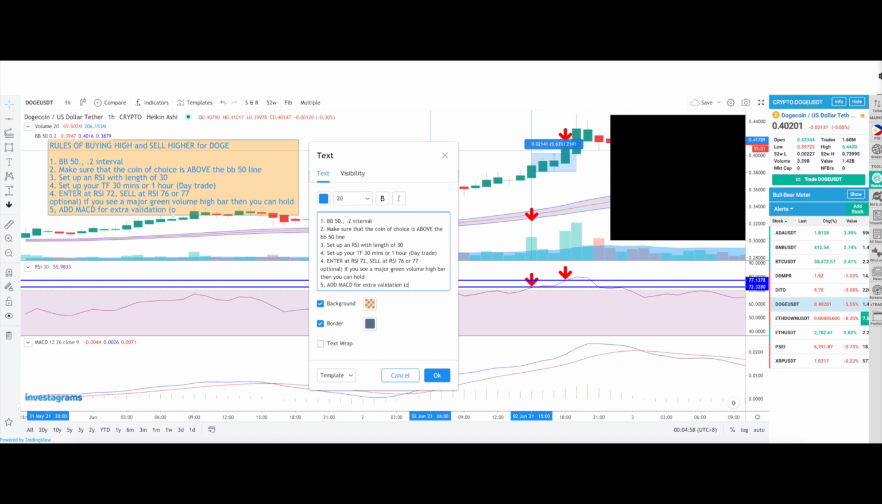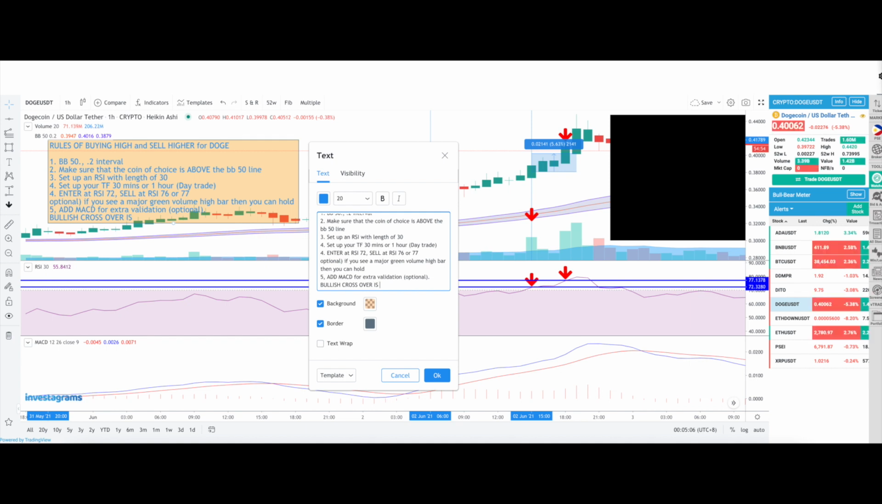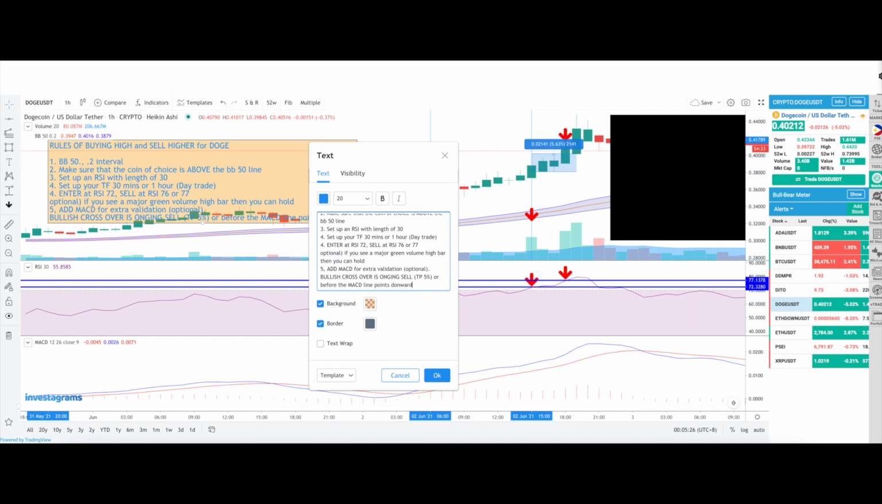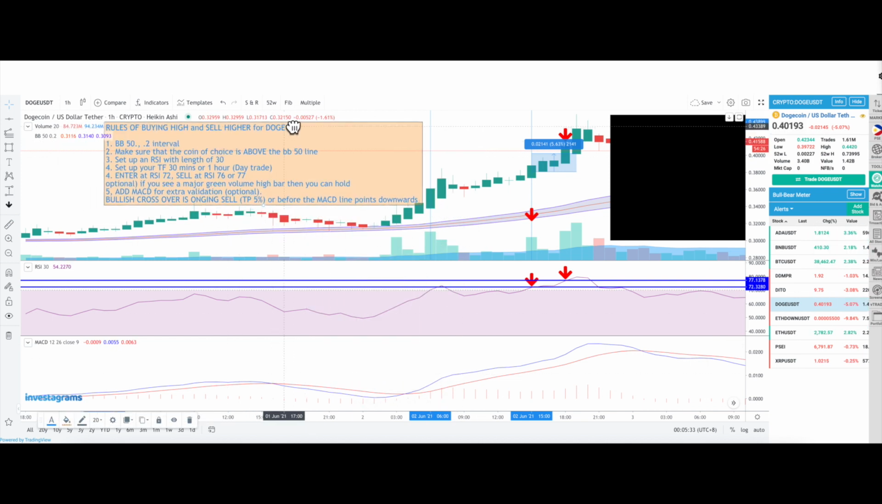This is optional. What you need to do is make sure that the bullish crossover is ongoing, and sell if there's a bearish crossover. Sell, of course, if you've taken your profit already based on your plan. Let's say you took profit at 5%, which is your plan. So take profit there, or before the MACD line points downwards. All right, that's going to be your rule.